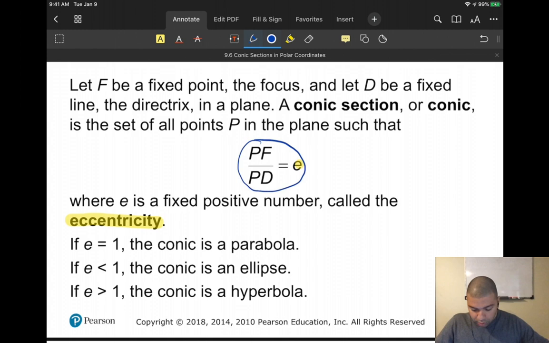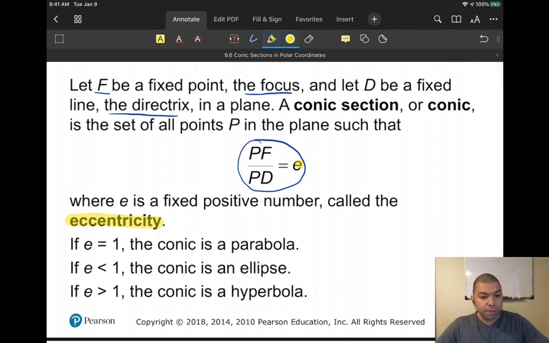Any point that satisfies, if you have a focus, a point F, and a directrix, which is a line, as long as the distance from the point to the focus divided by the distance from the point to the directrix is some fixed value, you collect all points that satisfy this property, that this division is this fixed value, then that's going to be one of the conics that we know, either a parabola or hyperbola or an ellipse. And then based on the eccentricity, we're going to be able to tell whether that's a parabola, an ellipse, or hyperbola.